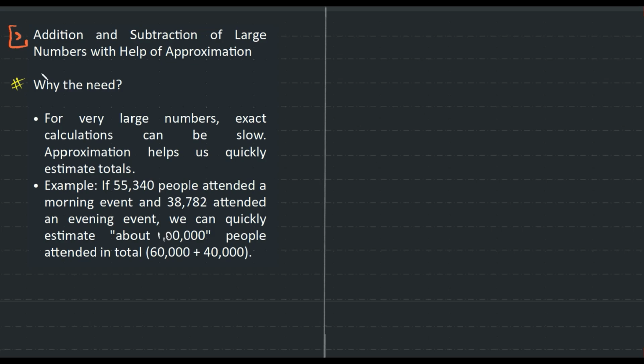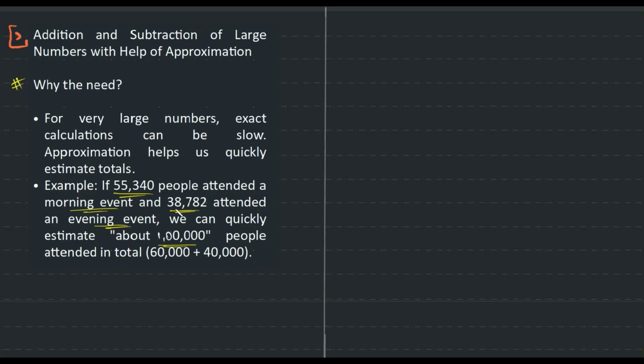That's the main factor. So we are looking at approximation and addition. So adding using approximation basically. So we have 55,000 odd people attending an event and 38,000 odd people attending the evening event. We can quickly estimate that we had around 1 crore people attending. Sorry, 1 lakh people attending the show. You guys agree?